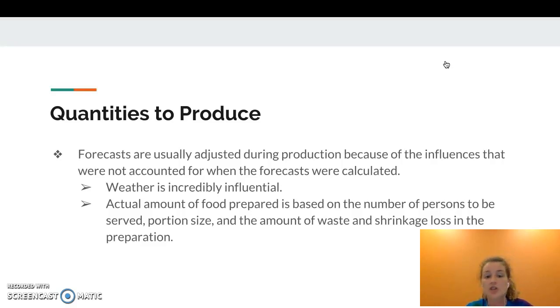Forecasts are usually adjusted during production because of influences that were not accounted for when the forecasts were calculated. Weather can be incredibly influential, and the actual amount of food prepared is based on the number of persons to be served, portion size, and the amount of waste and shrinkage lost in preparation. Some of these just cannot be accounted for in forecasting because in the food service industry, a lot of it is on a day-to-day basis. Like schools usually lower their forecast in the cold and flu seasons to account for all the absences of kids.